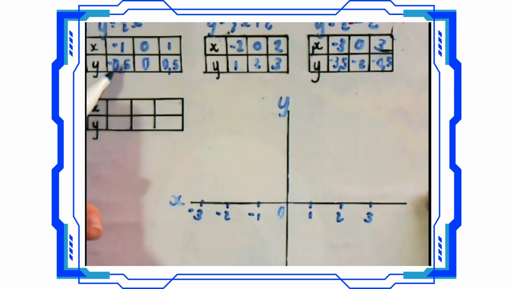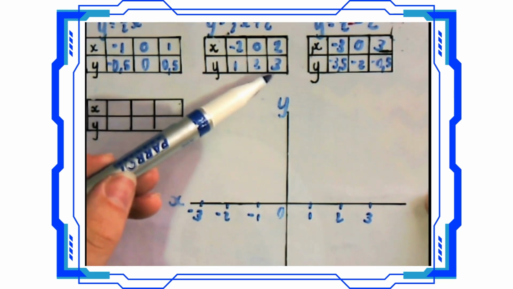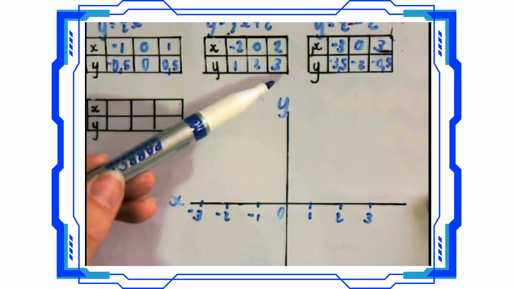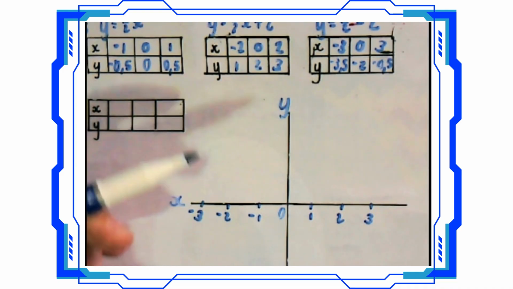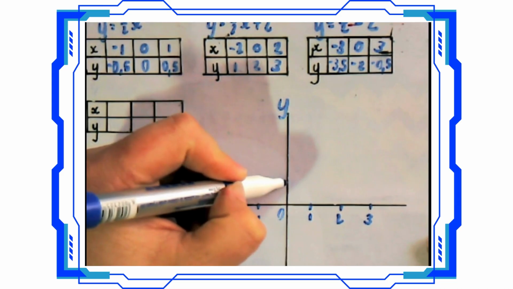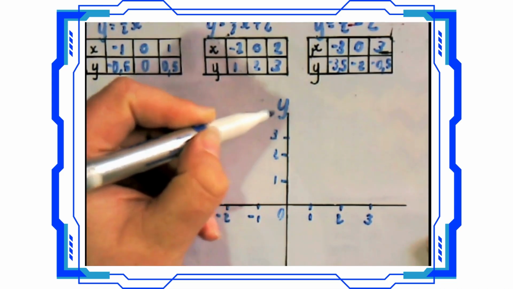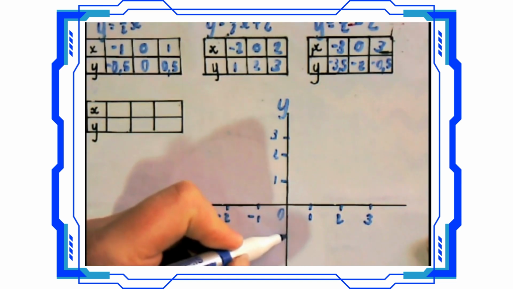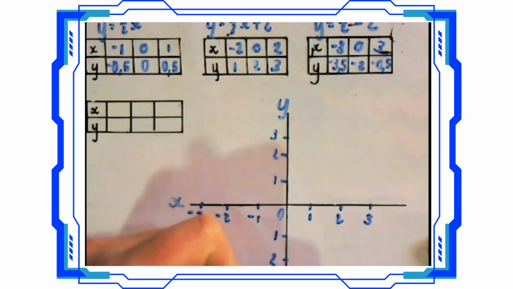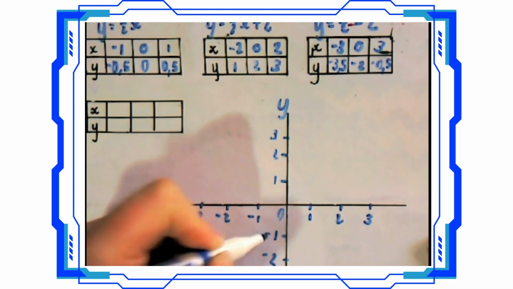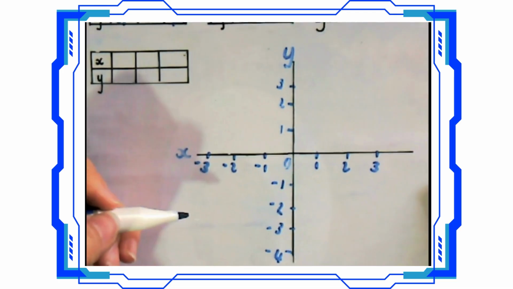Okay, highest y value, positive side is 3. And when I'm looking at the negative side, it is -3,5. So let's divide into intervals of 1. Okay, there it is, my Cartesian plane.